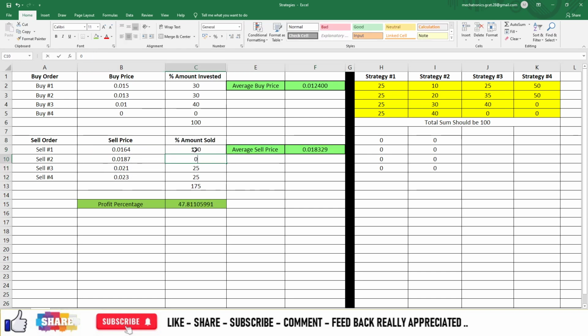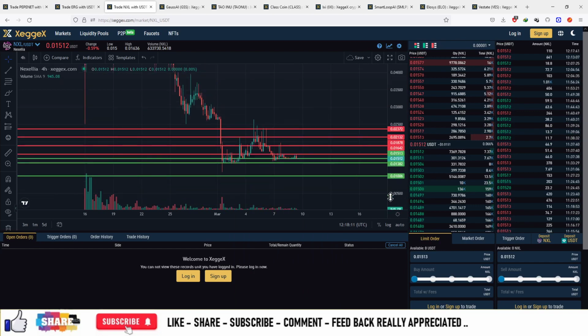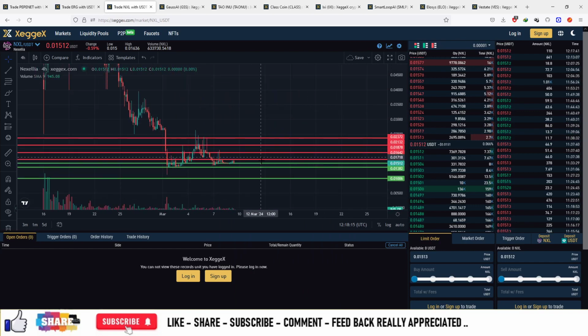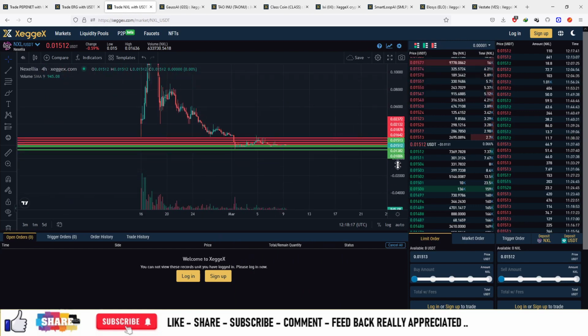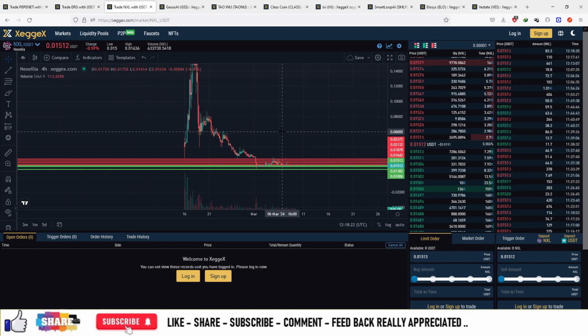If you sell everything at the price point of about 0.0164, in that case you will make a short term profit of 32%. So that's how you can trade the currency Nexelia, and I will suggest to hold this coin for the long term if it gets picked up, because its all time high was at about 0.19. Okay. So that is the update, and that's how you can trade the currency Nexelia on Xeggex.